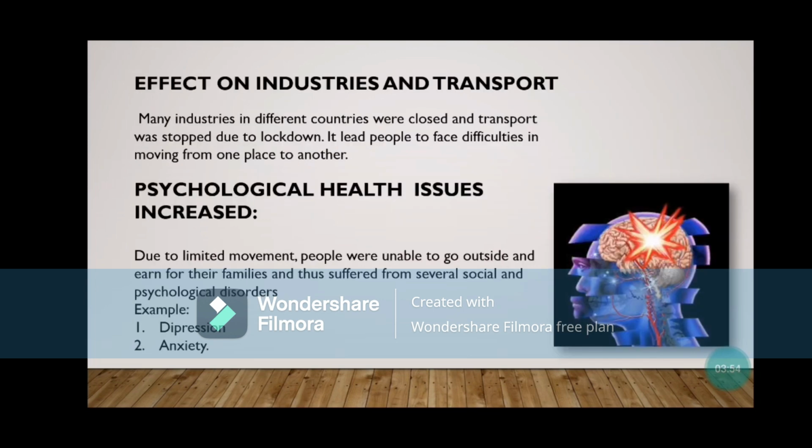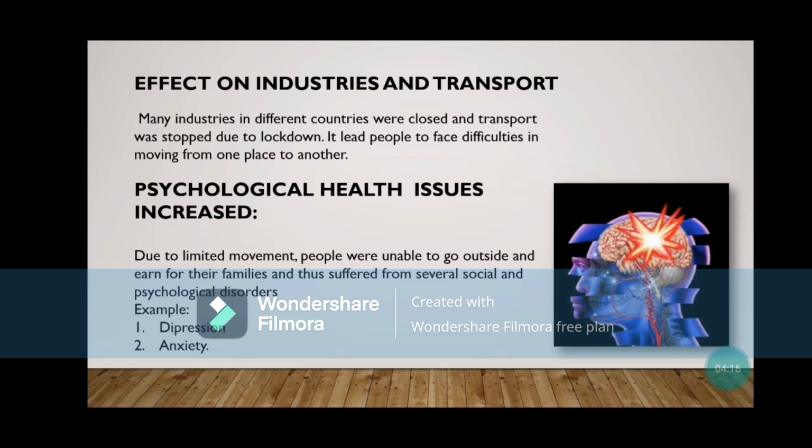Effect on industries and transport. Many industries in different countries were closed and transport was stopped due to lockdown because the government was avoiding physical contact between people, so they closed public transport, they made lockdown, they made people isolate in their houses. It led people to face difficulties in moving from one place to another.